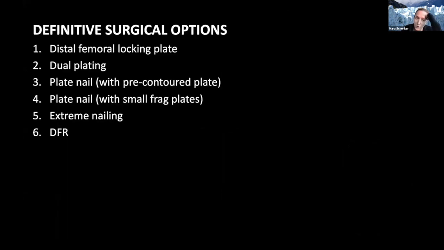And so we have our first polling question. So definitive surgical options. So distal femoral locking plate, dual plating, plate nail with a pre-contoured plate nail with a small frag plate, extreme nailing, or distal femoral replacement. So I'm going to let you guys vote for just a second. And this is for both. So I'm assuming they're both very similar injuries, which they are.